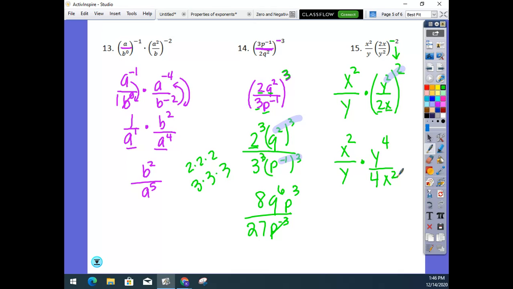So first, I needed to distribute my exponent through the parentheses. Now I need to combine. Now remember, when we're multiplying, anything from the top can cancel any common factor on the bottom. So this x squared will cancel this x squared. Here if I have a y on the top and a y on the bottom, if I'm dividing bases, I'm going to subtract the exponent. And the 4 is the only thing left in the bottom when I combine my y's.